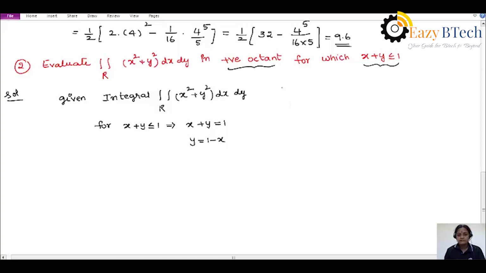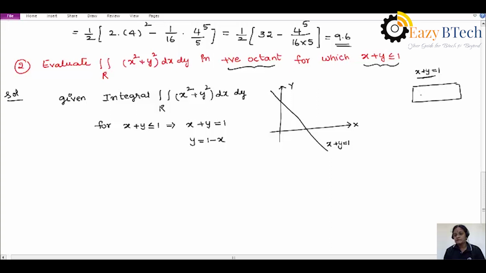Drawing the diagram corresponding to the region. So x plus y is equal to 1 is this line. So here x plus y is equal to 1, students. If you want to know how you will get this diagram, you may draw like this. You know very well about this procedure.